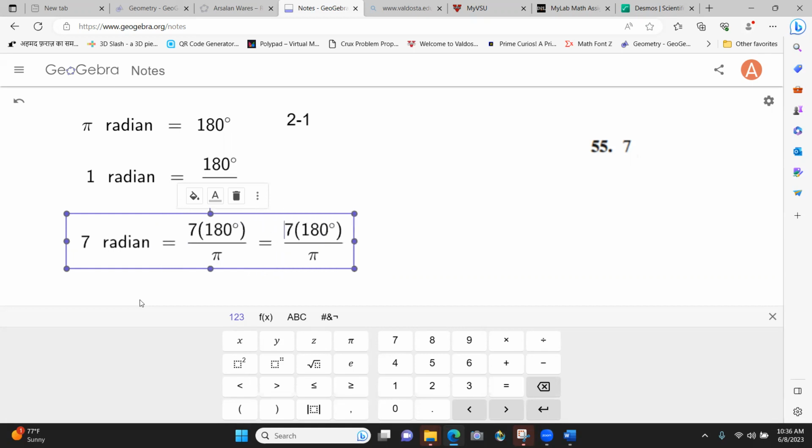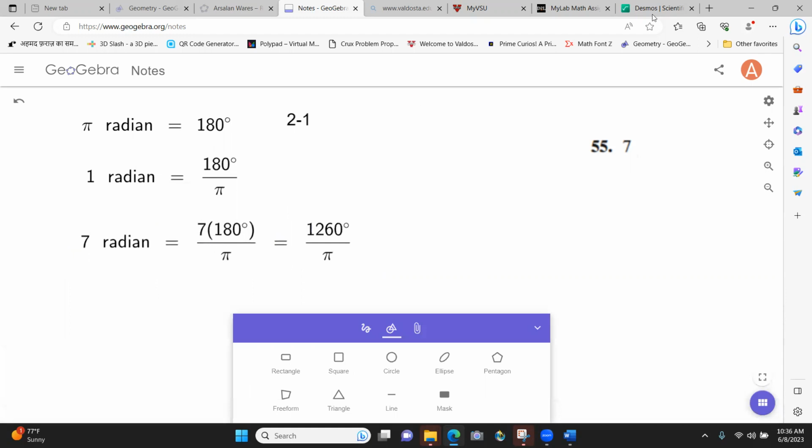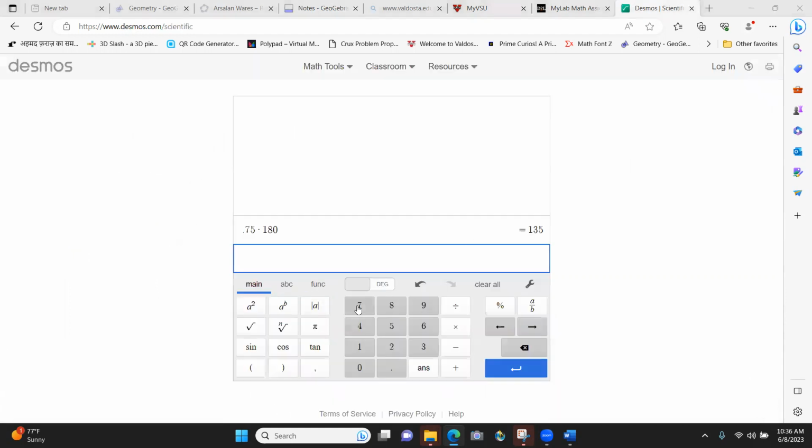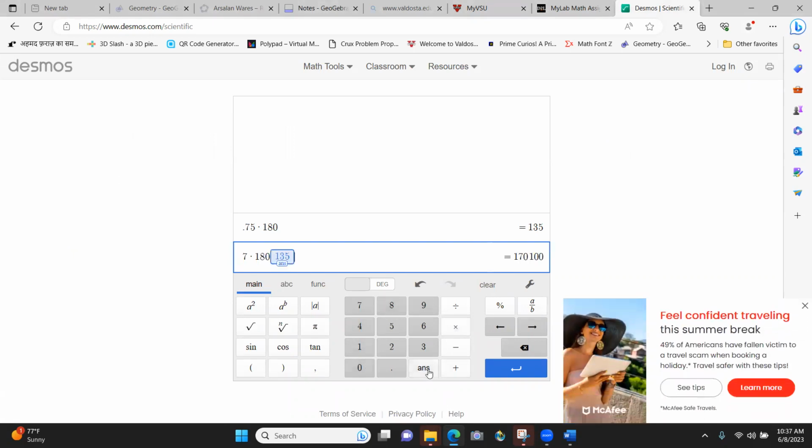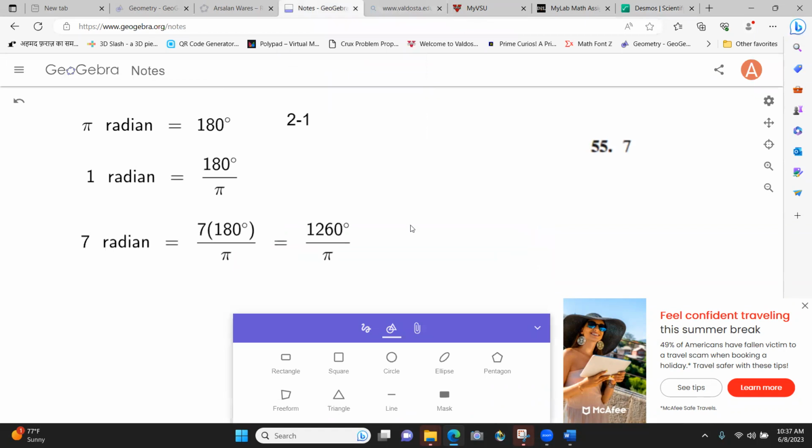I have my little pi, that's 700, 560, 1260. I'm going to double check on my calculator. Okay, I'm getting 1260. 7 times 180 is 1260. I hope that's right. 7 times 180. $12.60. That sounds about right.